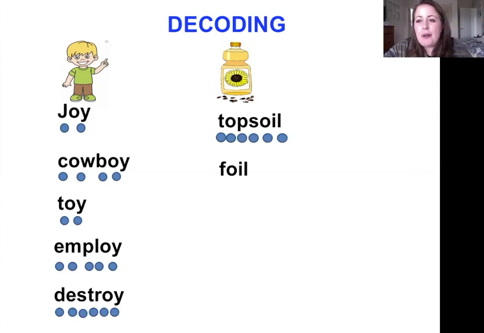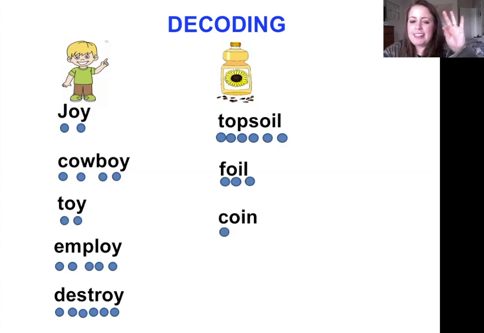Excellent. I see our OI pattern again. Let's tap it out. Oil, foil. Great job. Okay, again, that OI pattern is in the medial position or in the middle of a word. Here we go. Coin. Great job. Again, that OI is in the medial position or in the middle of a word.